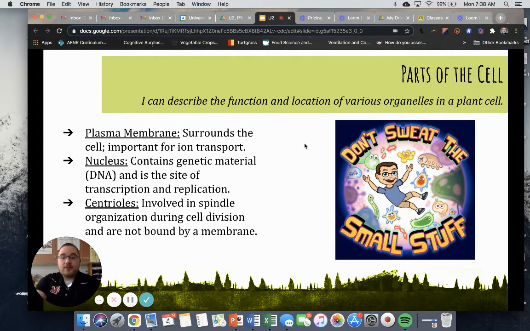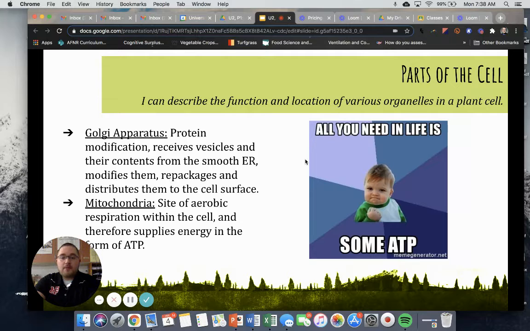Then we have our centrioles, and this is involved in spindle organization during cell division and are not bound by a membrane. Not the most important note, but just thought I'd throw it in there. Golgi apparatus is the protein modification area, and that receives vesicles and their contents from the smooth endoplasmic reticulum, modifies them, repackages them, and distributes them for the cell surface. So kind of like the post office or Staples, receives packages, maybe modifies the shipping address or the route in which it's going, repackages and distributes them going out.